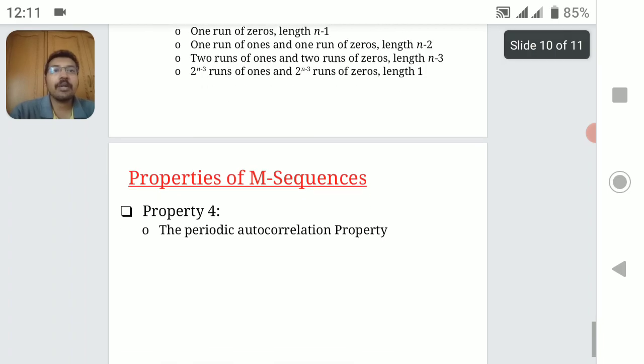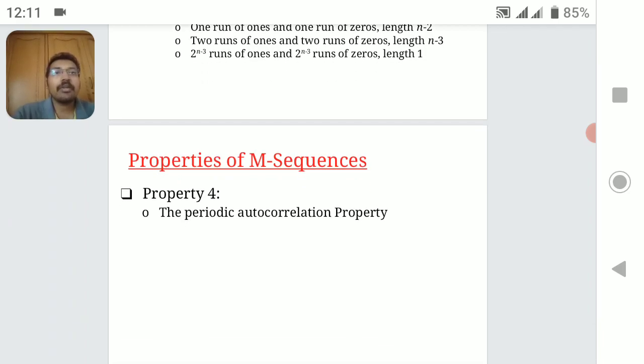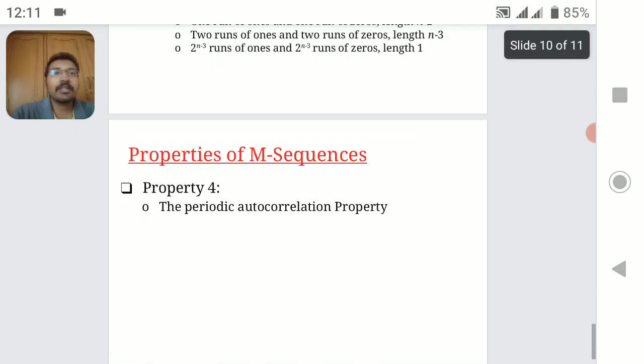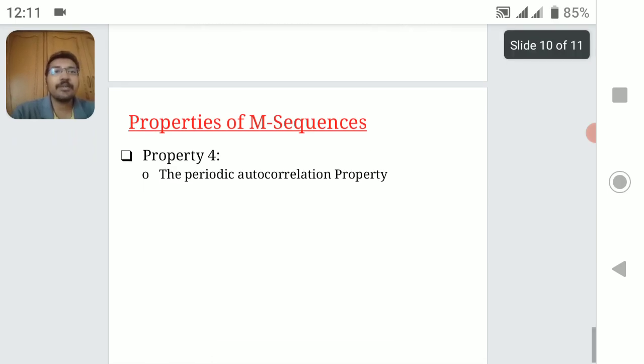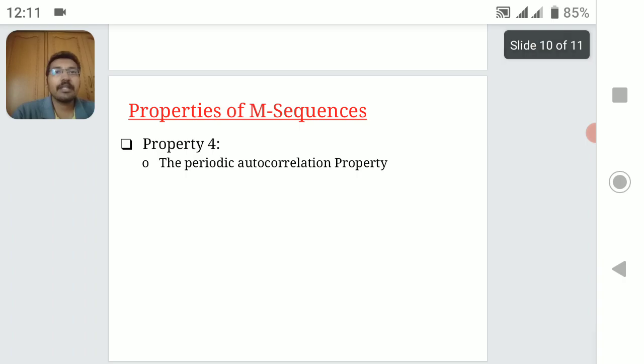The last one is the autocorrelation property. If the periodic autocorrelation property is also satisfied, it means the generated sequence, that is the output of the linear feedback shift register, is the exact PN sequence which is used at the spreading side.